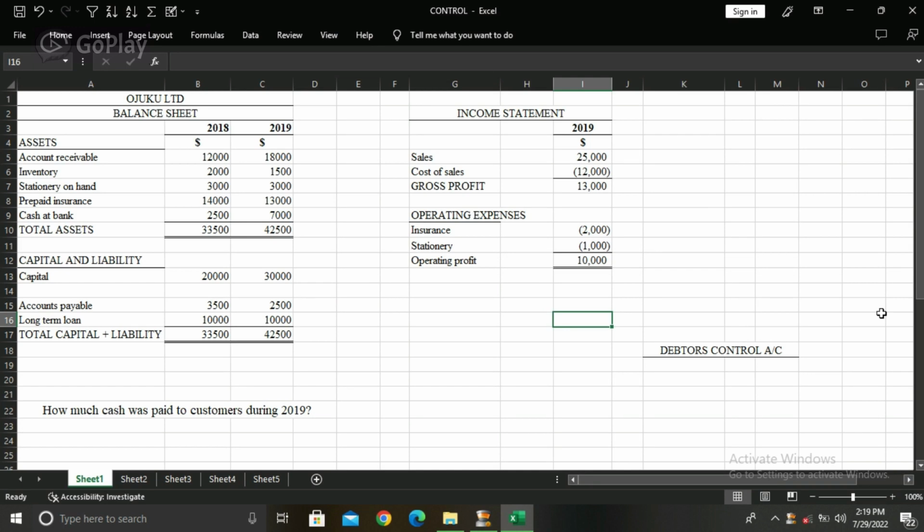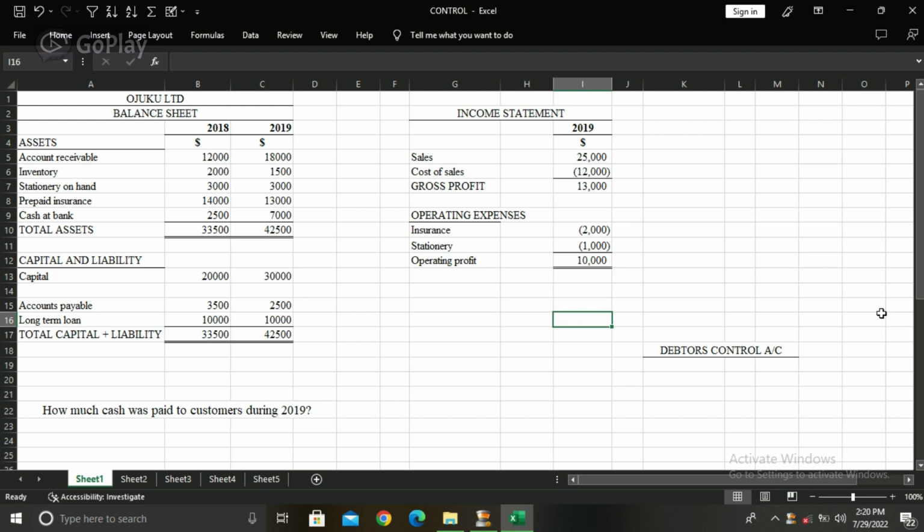Now, moving straight forward, I will talk about two ways of preparing control account. People use the T account, which includes the debit side and the credit side, but others also use the vertical method. So today I'm going to teach you the vertical method, which is easy for everyone to employ. Even if you do not have a financial or accounting background, you can employ this particular vertical method and get your control account done.